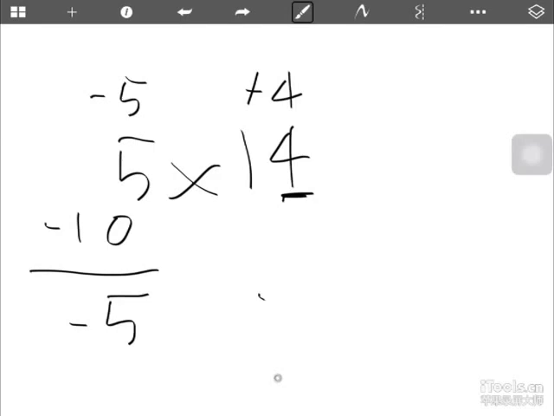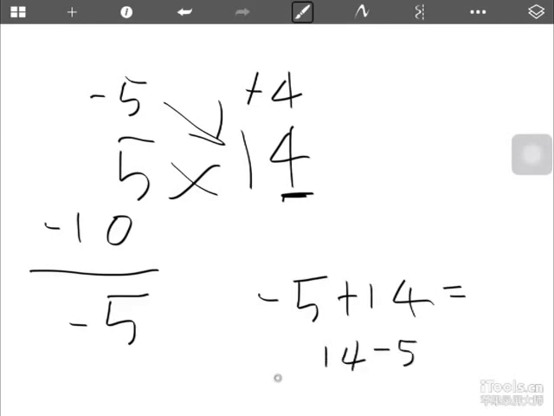So what you want to do when you finish this is do the same thing. Minus 5 plus 14, because cross addition. And minus 5 plus 14 is really 14 minus 5, and 14 minus 5 is 9. And we're going to add a 0 here. Make sure you add the 0.